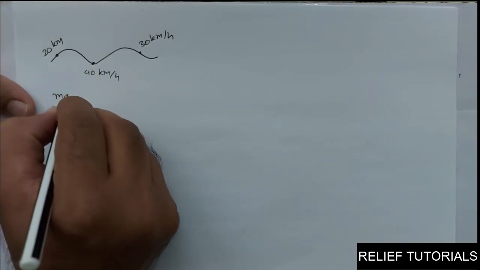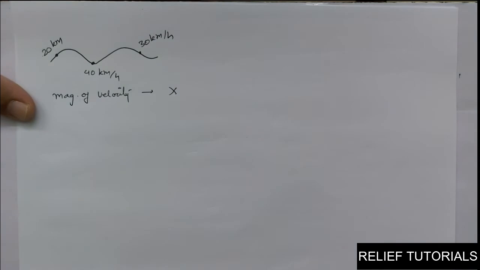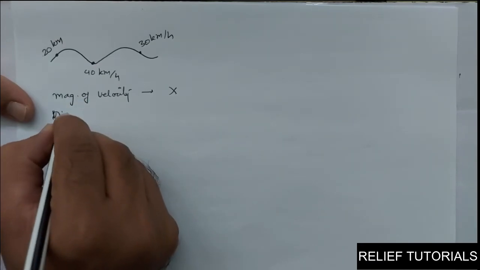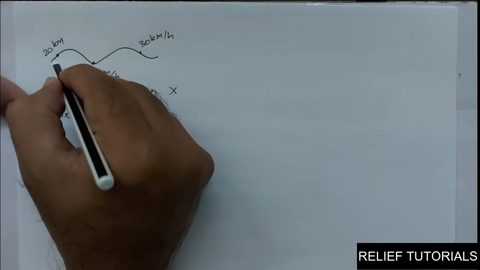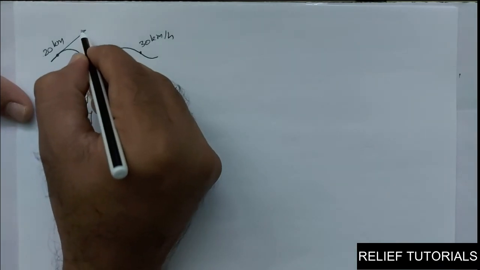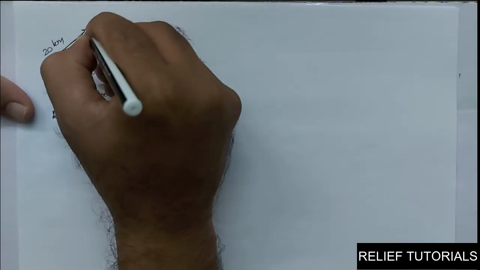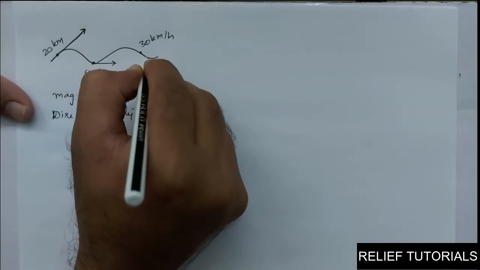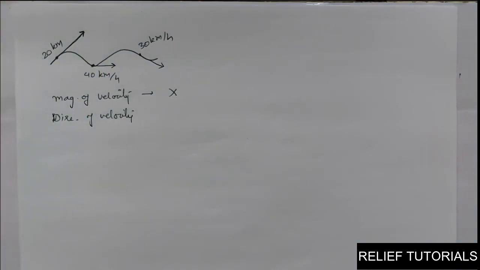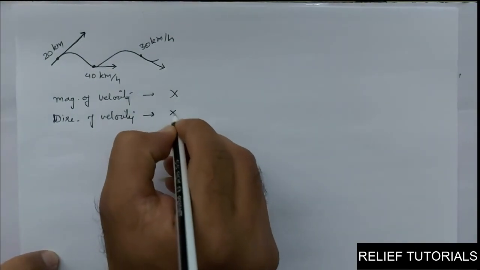So can I say magnitude of velocity is not constant? This cross is for not constant. And what about the direction of velocity? Draw the arrows from that point. Here the particle seems to be going in the upward direction. So from this point you can draw the arrow like this, the tangent representation. So this is the direction of velocity here. Then it goes almost flat, so the direction of velocity is like this. So direction upward, flat, downwards. So direction of velocity is also not constant.